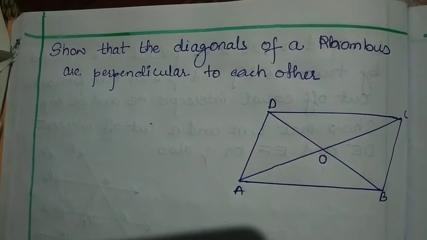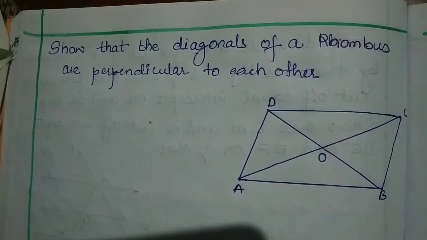Today I am here with some of the most frequently asked questions from chapter 8, that is quadrilaterals. Now let's see. We need to prove that the diagonals of a rhombus are perpendicular to each other.